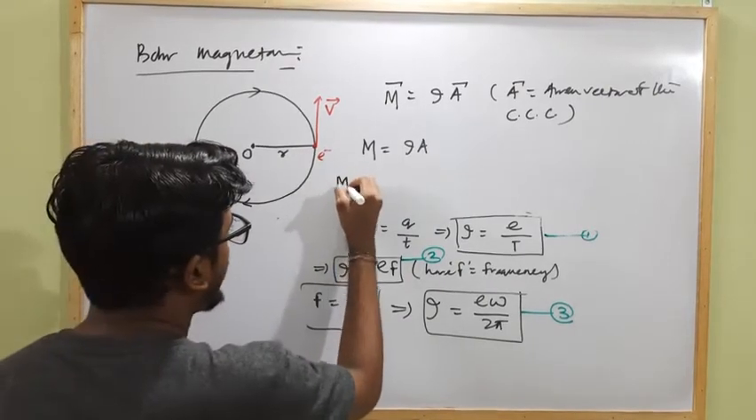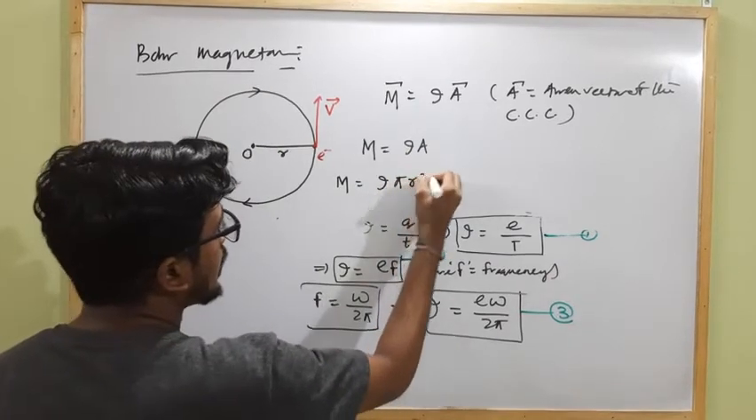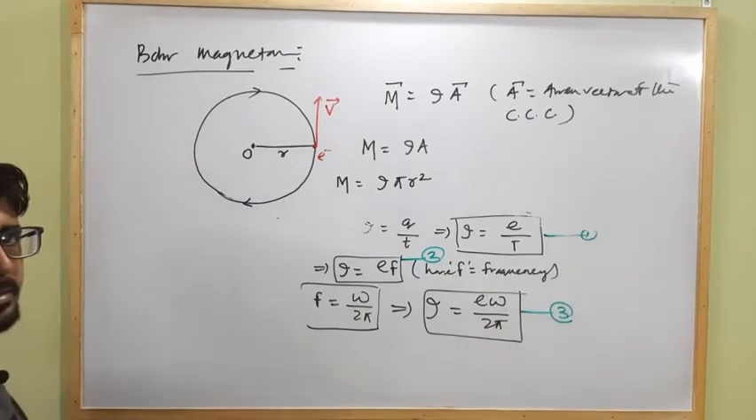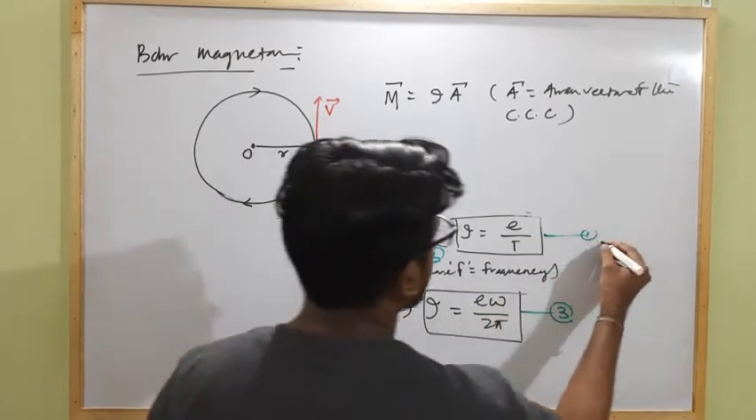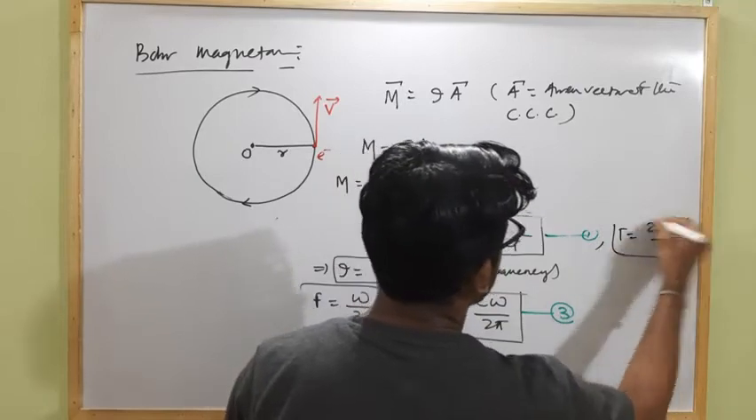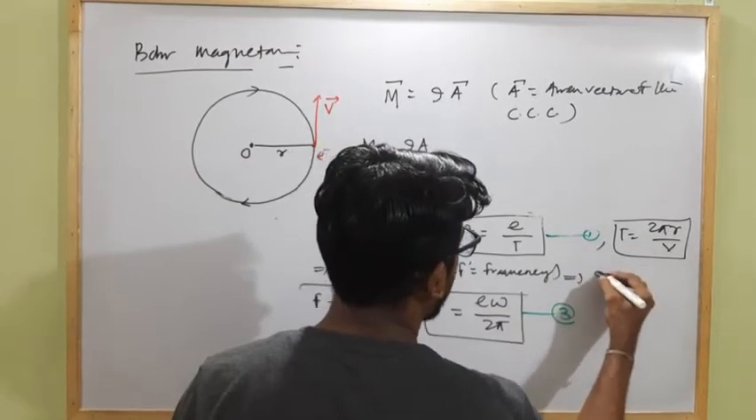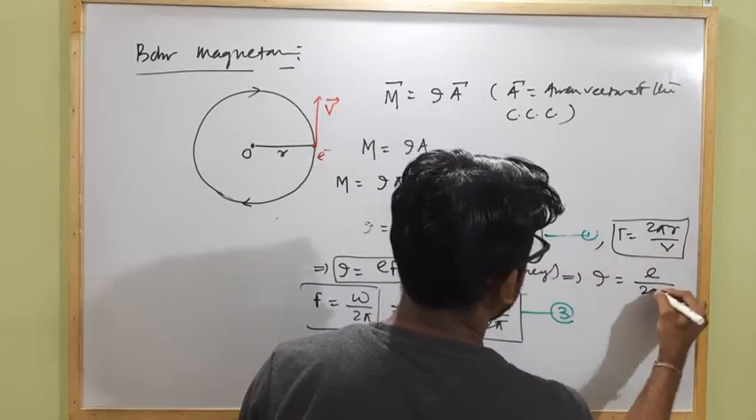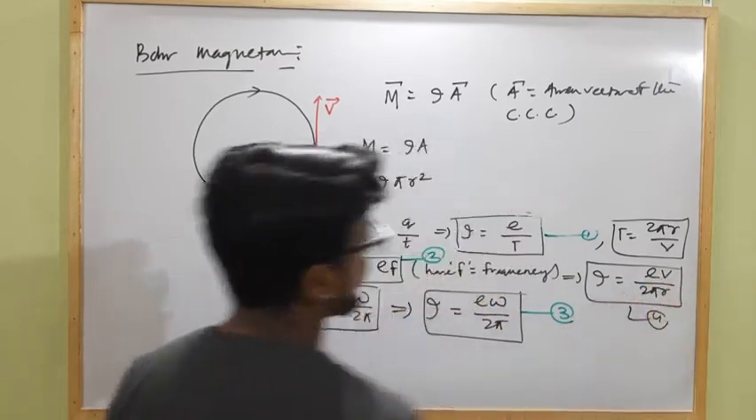So the magnetic dipole moment M will be I into the area of the orbital path, that is pi r square. What is I? I can be E omega by 2 pi. Clear? Or here we can write I equal to E by T. What is T? T equal to 2 pi r by v, the total distance by velocity is also the time period. So from this we can write I equal to E divided by, in place of T, 2 pi r by v. It is another expression for current.